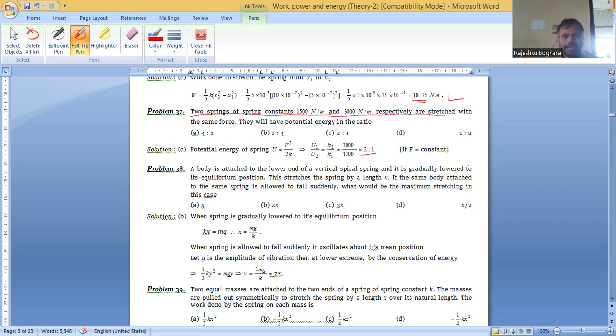Next, 38. A body is attached to the lower end of a vertical spiral spring and it is gradually lowered to its equilibrium position. This stretches the spring by length x. If the same body attached to the same spring is allowed to fall suddenly, what would be the maximum stretch in this case? We have to find the maximum stretch.